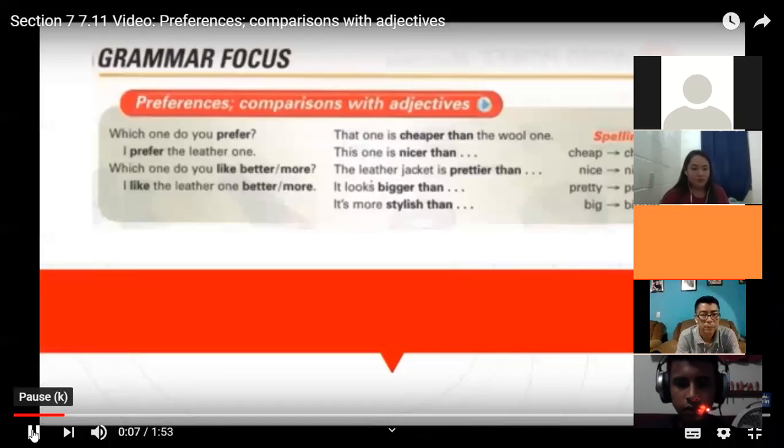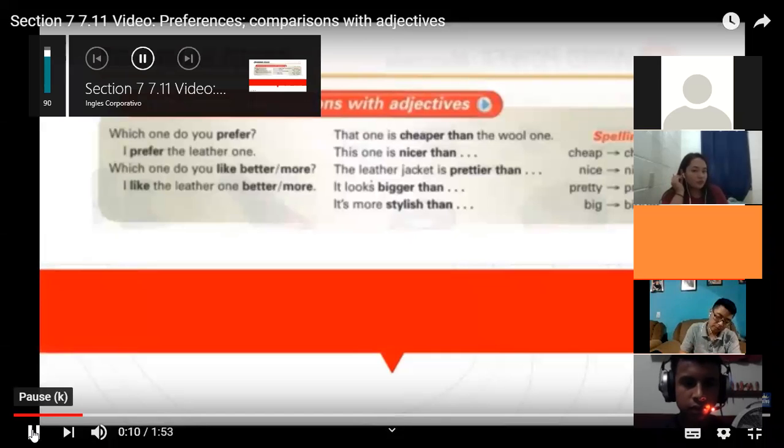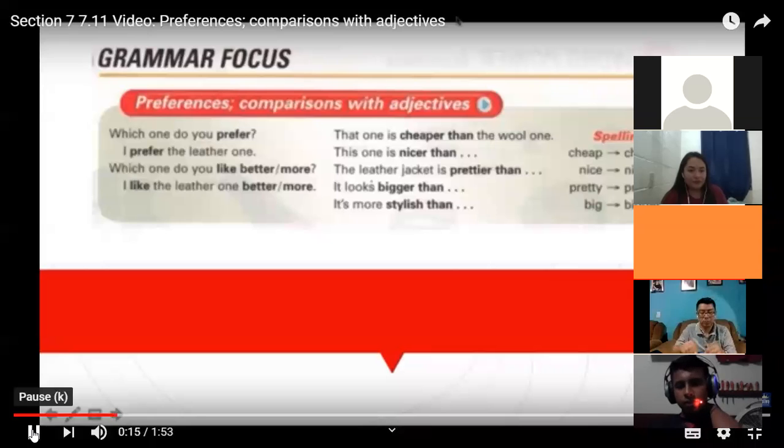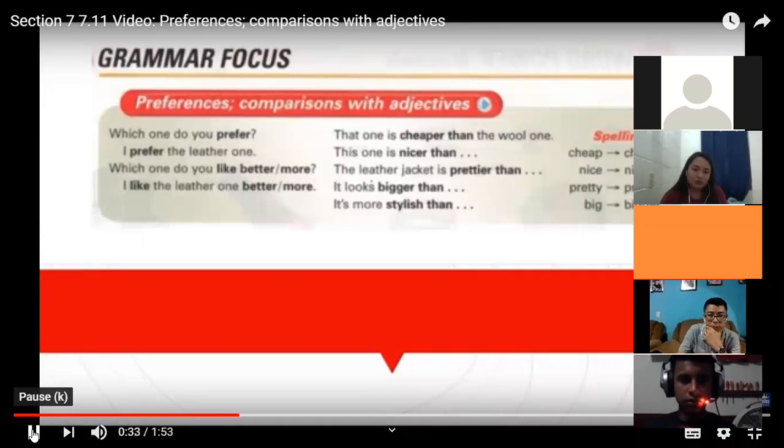Hi everyone, as I told you last class, we will talk about how to express preferences in English as well as to compare. Let's see. Preferences. Comparisons with adjectives. Which one do you prefer? I prefer the leather one. Which one do you like better? I like the leather one better. Which one do you like more? I like the leather one more. That one is cheaper than the wool one. This one is nicer than the wool one. The leather jacket is prettier than the wool one. It looks bigger than the wool one. It's more stylish than the wool one.